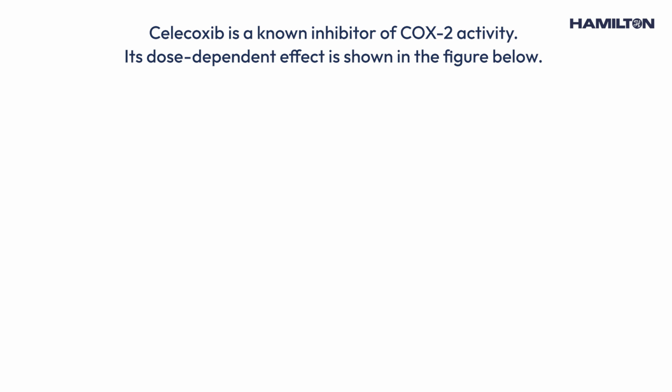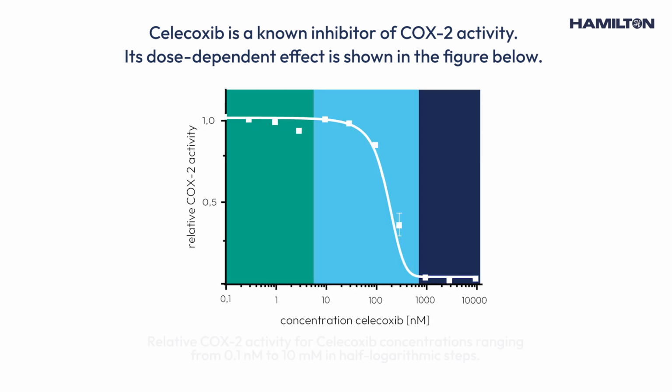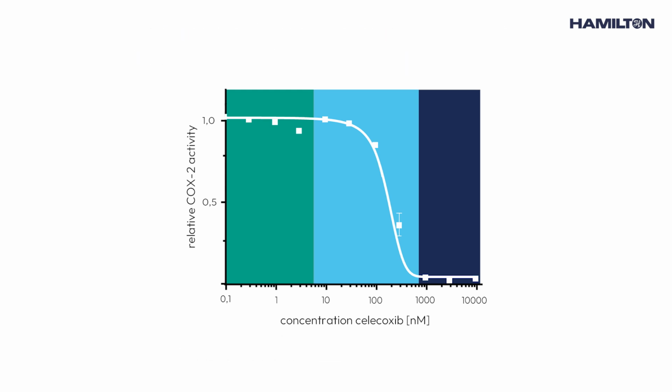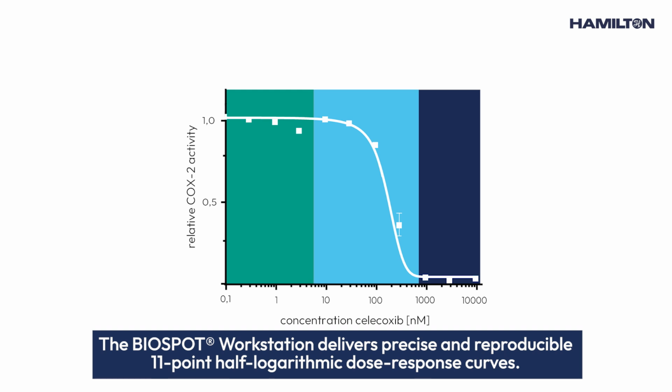In the app note, only celecoxib was used as the compound to be tested. This figure shows its dose-dependent effect, where the relative COX-2 activity for celecoxib concentrations ranging from 0.1 nanomolar to 10 millimolar in half-logarithmic steps is displayed. The expected curve proved that the BIOSPOT workstation delivers a precise and reproducible 11-point half-logarithmic dose-response curve.